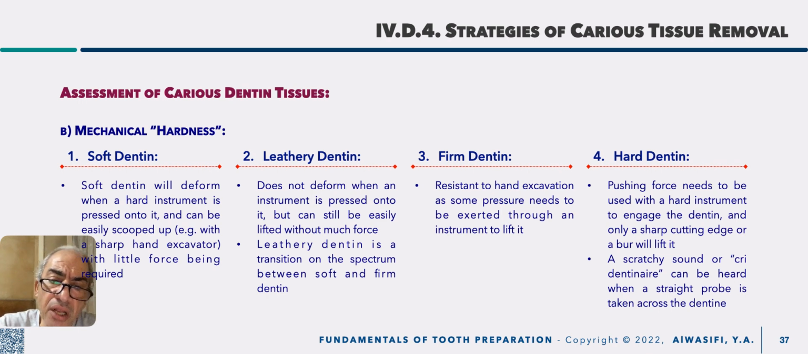And the final one is the hard one, which has a scratchy sound. It's very hard to be removed by the excavator. Even if you apply pressure, it needs a round burr to remove it. The first 2 we should remove, denoting some sort of bacterial activity. They are considered as the infected zone, and firm and hard dentine could be left if you couldn't remove it, to avoid pulp exposure.